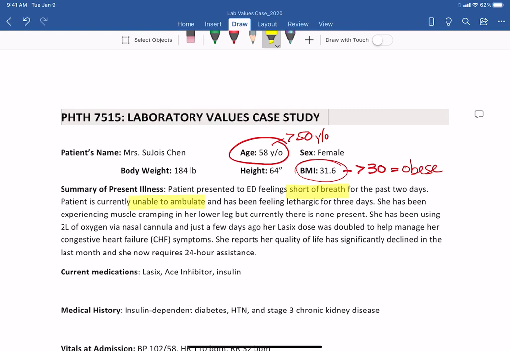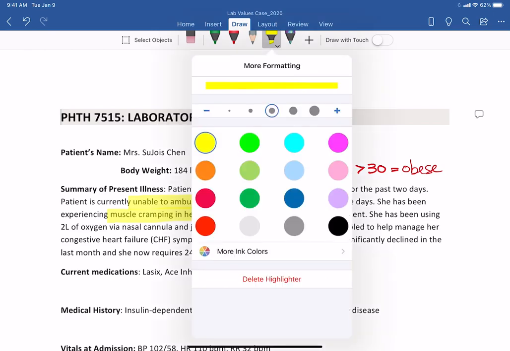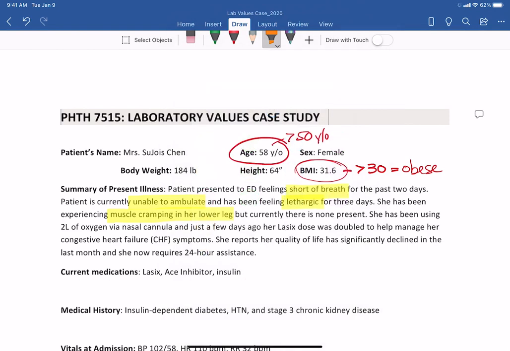Patient is currently unable to ambulate and has been feeling lethargic for 3 days. She has been experiencing muscle cramping in her lower leg, but currently there is none present, so that has gotten better. She's been using 2 liters of oxygen. I'm just going to identify this as an intervention she's on, so I'm going to use a different color. She's been using 2 liters of oxygen via nasal cannula. She needs some oxygen support.